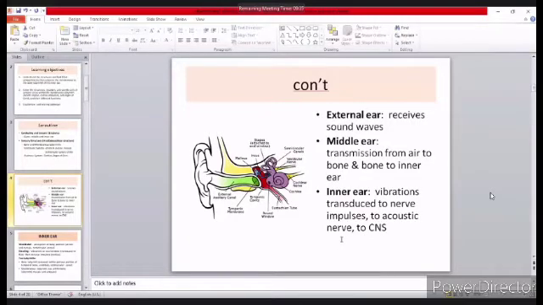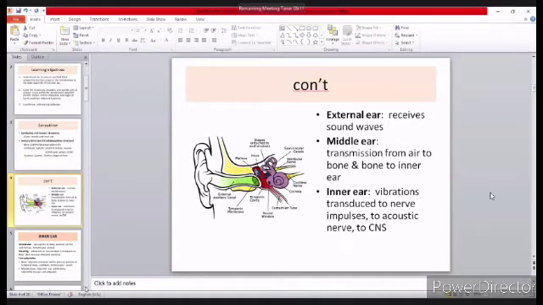What is our acoustic nerve? Can somebody help me? What do we call our acoustic nerve? Cranial nerve 8. Vestibulocochlear. Thank you. Okay, that means we are together. So vibrations are transduced to the vestibulocochlear nerve, then to the CNS, as you can see from our picture here.